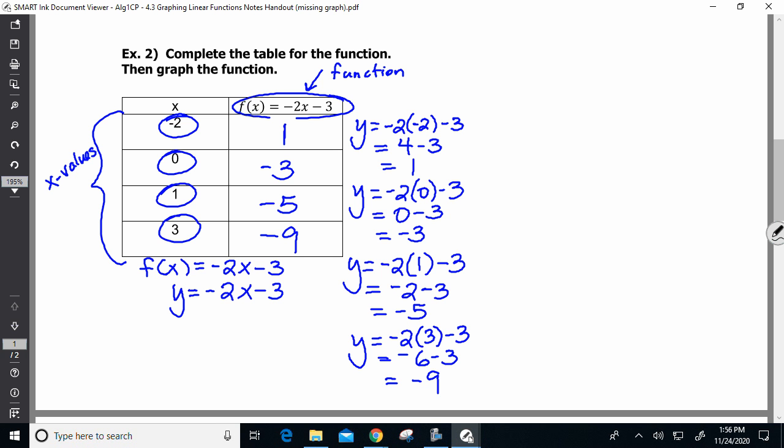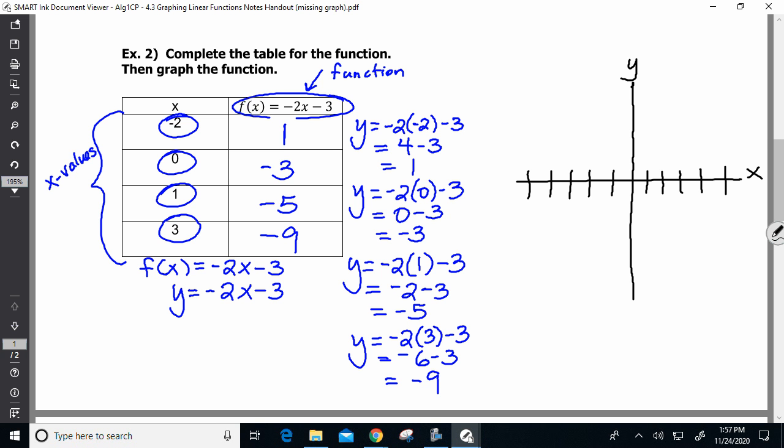Look at my x values. The biggest number up there is a 3. So draw a horizontal line for your x values, and draw a vertical line for your y values. X values don't go any bigger than 3, so 1, 2, 3, 4, 5.